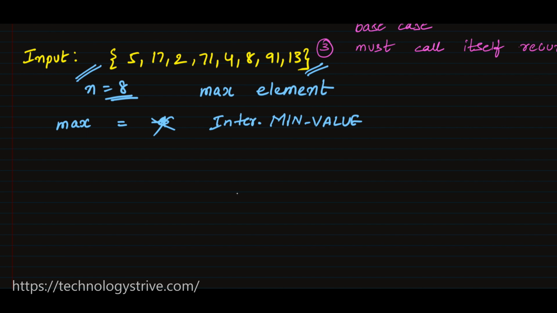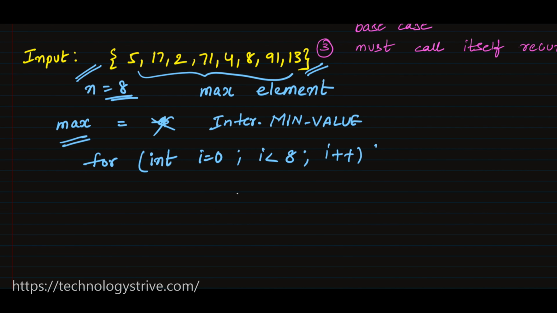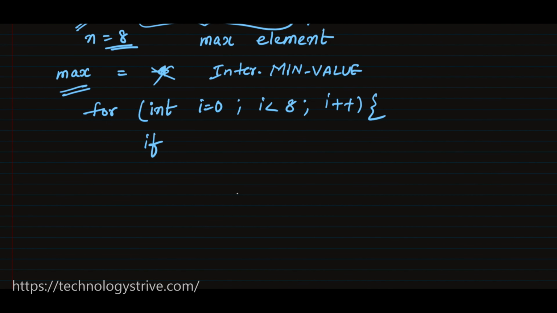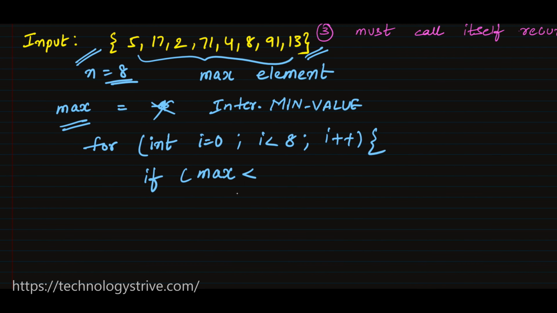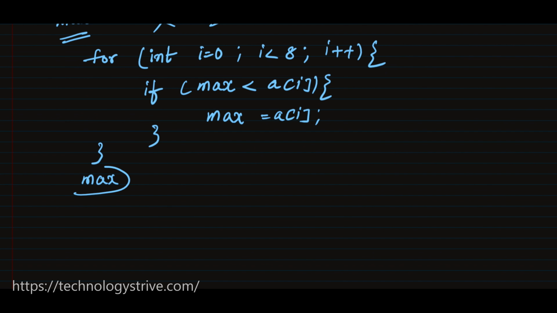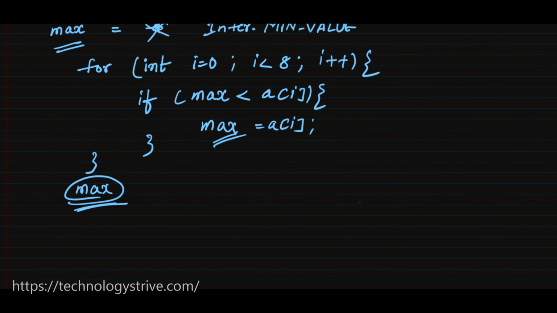Then what we will do is iterate through the array and compare with the maximum, right? So for int i equal to 0, i less than size, which is 8, and i plus plus, we just compare it, right? So if max is less than, here the array is given as a, assume a[i], then max has to be updated to a[i], right? So like this we'll proceed, and at the end we are going to get the maximum element in the array. So this is the maximum element in the array, right?